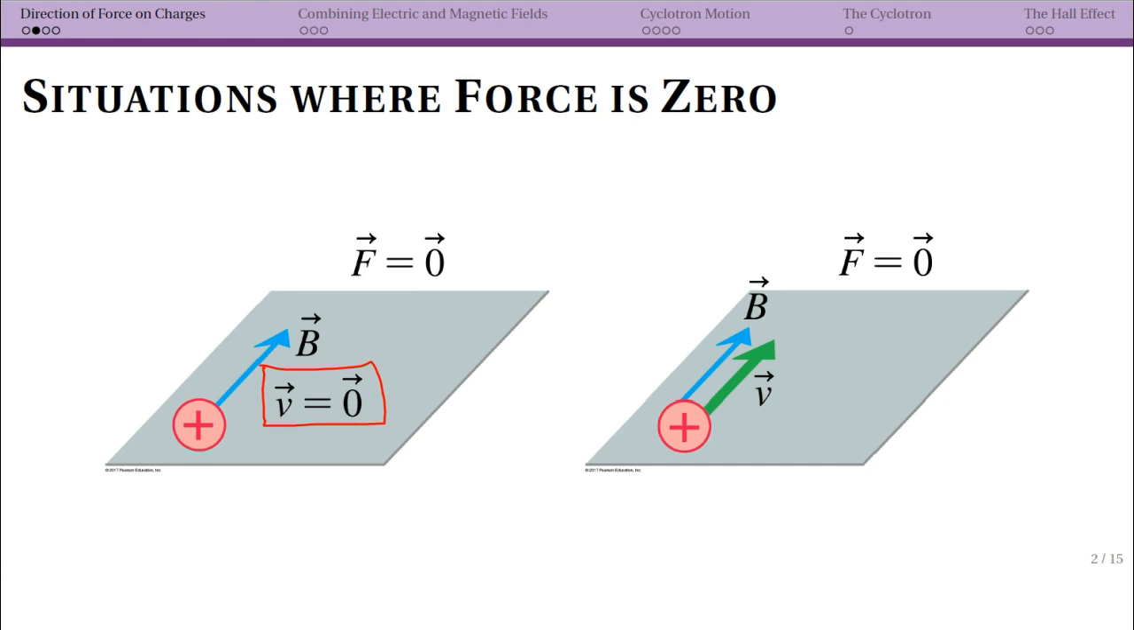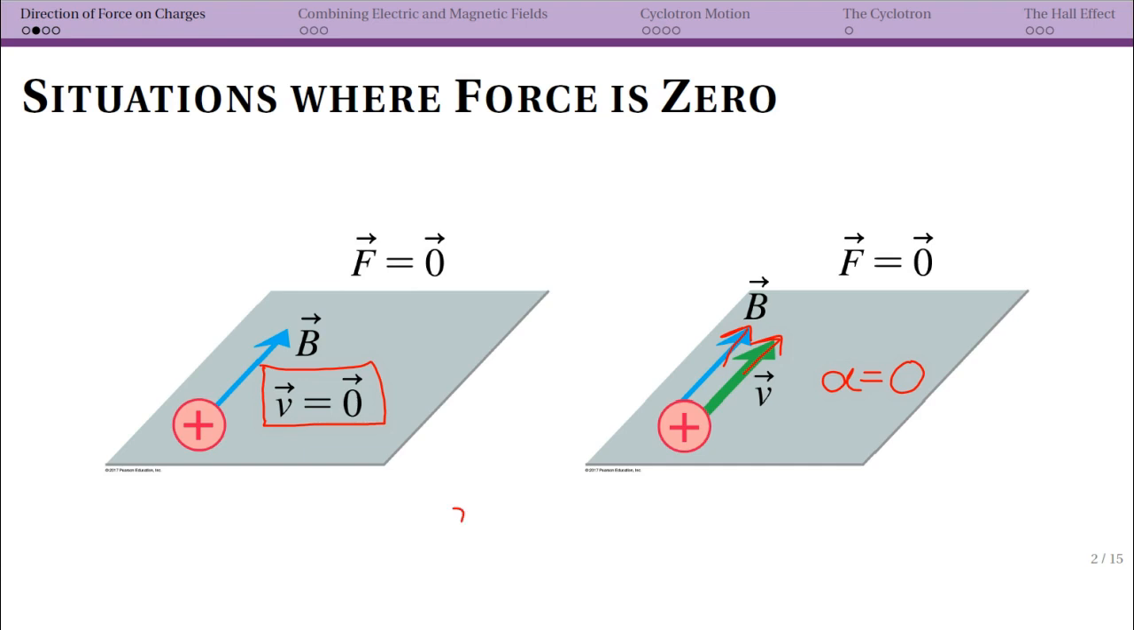The second situation is that these two vectors are parallel. This is the situation where alpha, our angle between them, equals zero. And as we frequently have with a cross product, the cross product of two vectors that are parallel to each other is in fact zero. And in this case, you could have the velocity vectors and magnetic field vectors parallel or anti-parallel, and in both cases your force will be zero. So it can be moving, but if it's moving in the direction of the magnetic field, your force is zero.